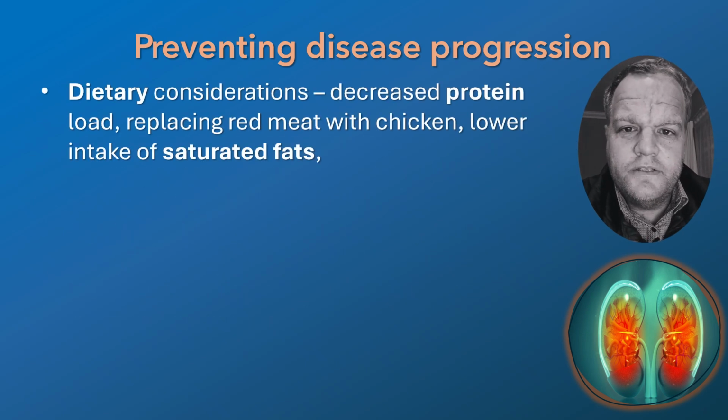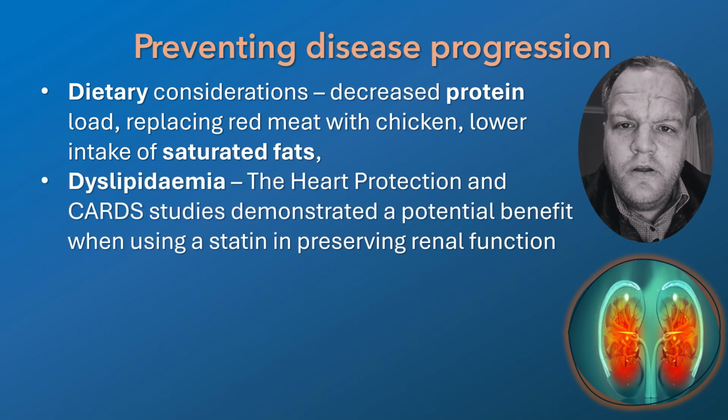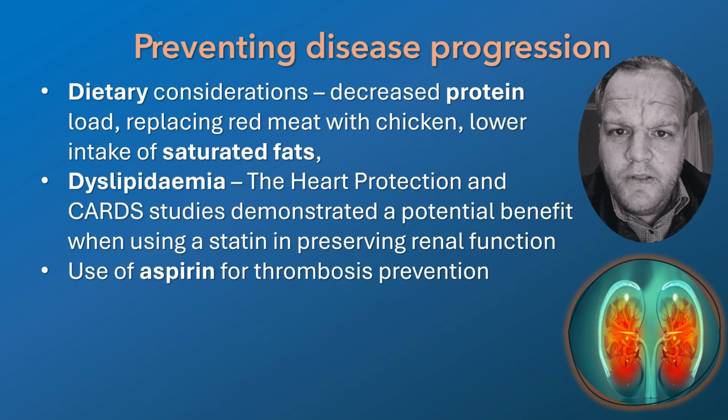Dietary considerations will include a decrease in the protein load, because a decreased dietary protein load is proven to prevent the development of end-stage kidney disease. The Heart Protection Study as well as the CARD study showed that when one treats a dyslipidemia with a statin, this also preserves renal function. It's also advised to use aspirin for thrombosis prophylaxis.